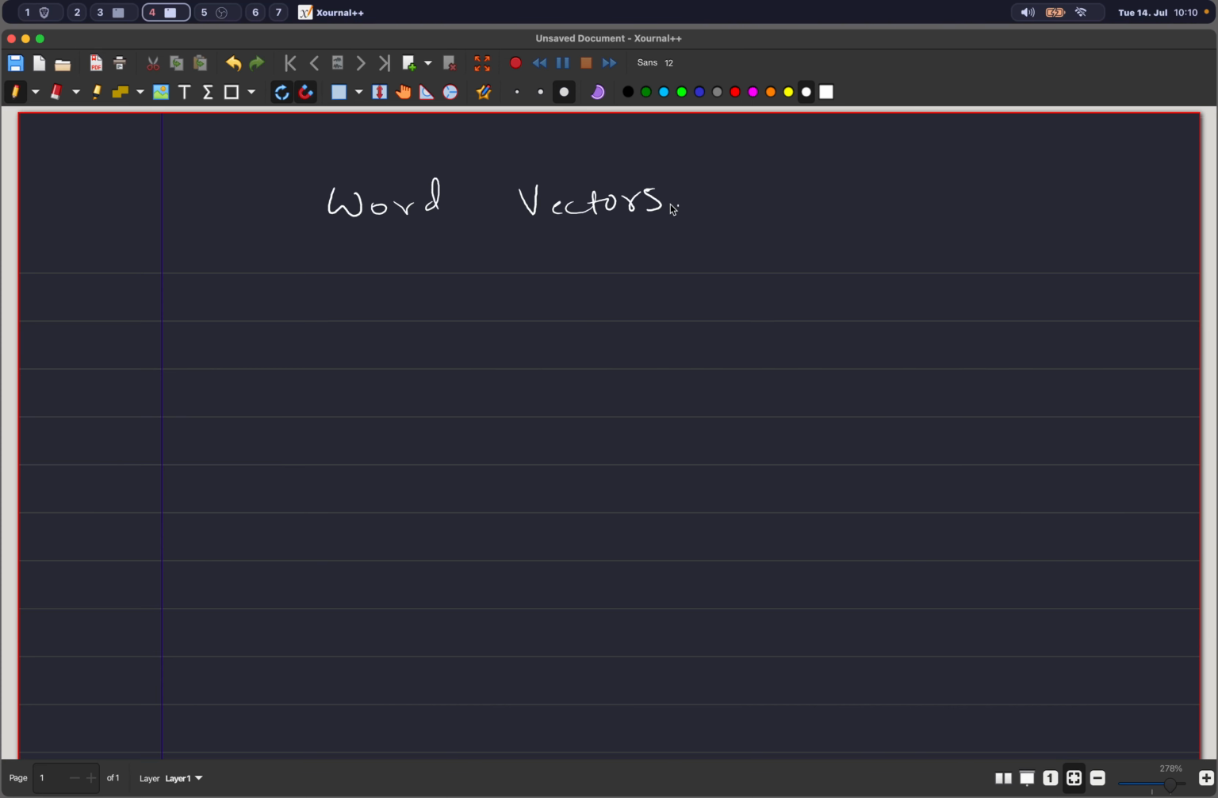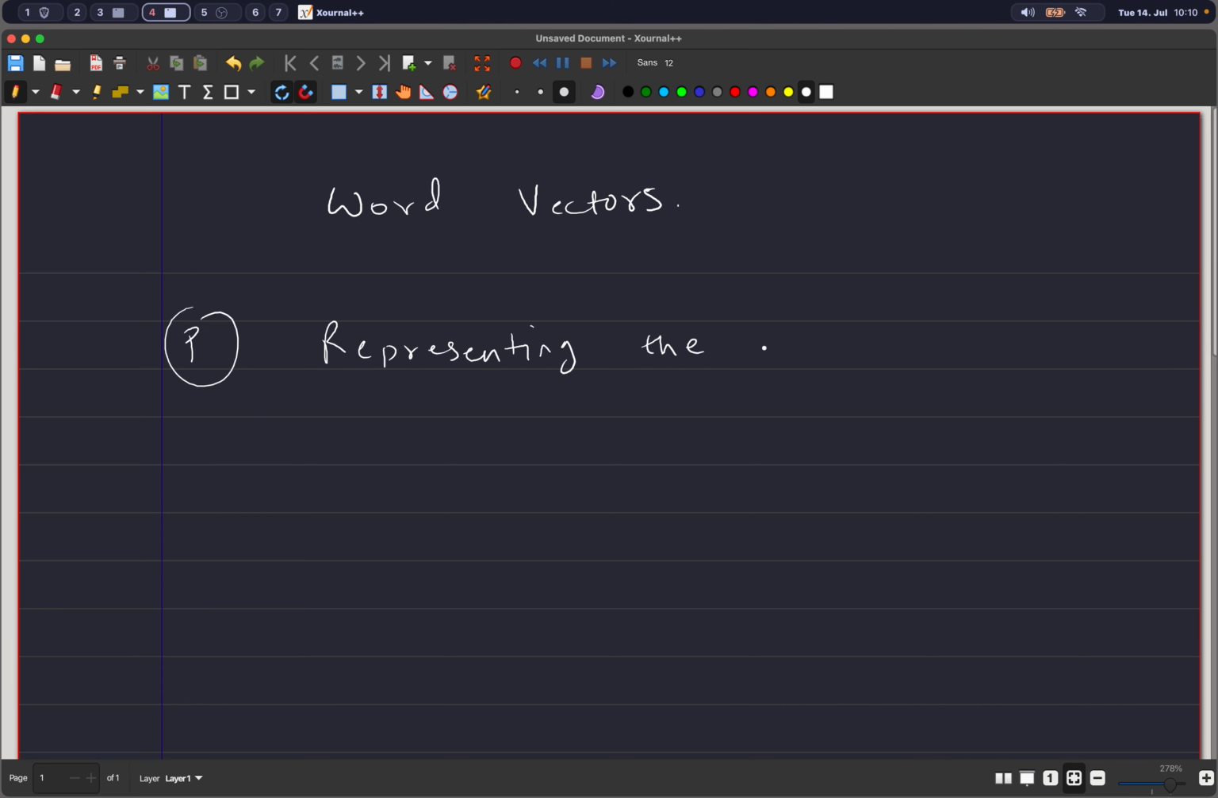So just basically, I'm writing the problem statement, which is representing the meaning of our vocab or our list of words, how to do that, representing the meaning in some sort of a continuous vector or something.